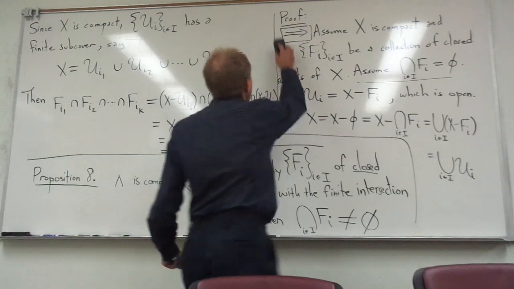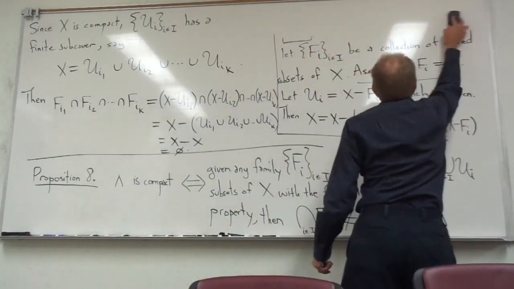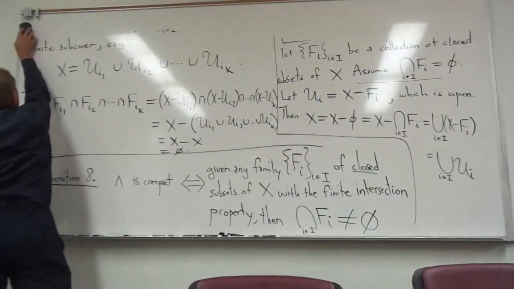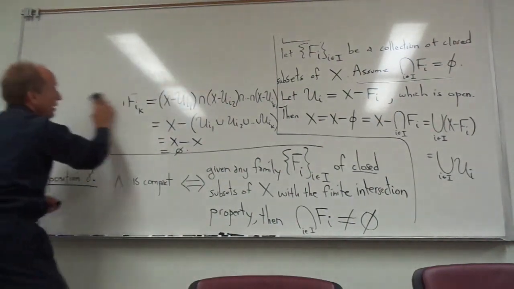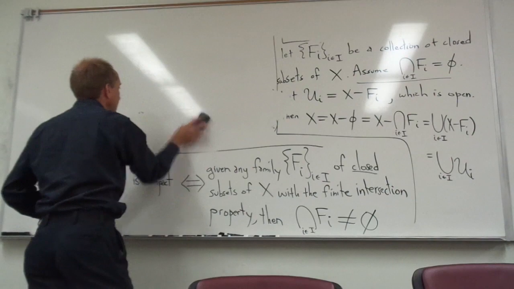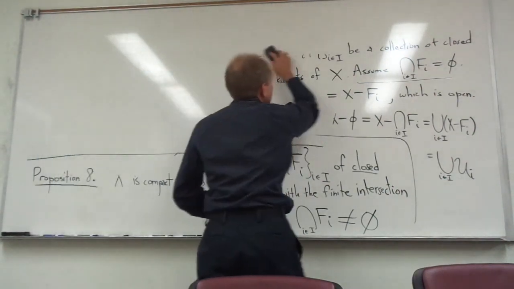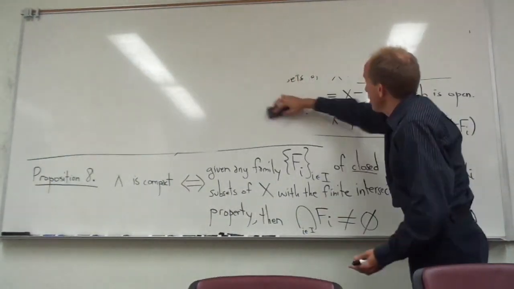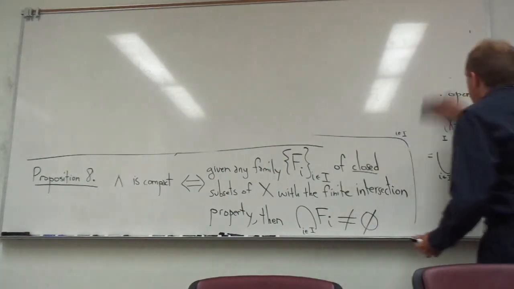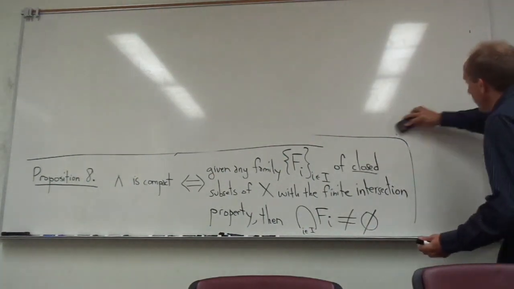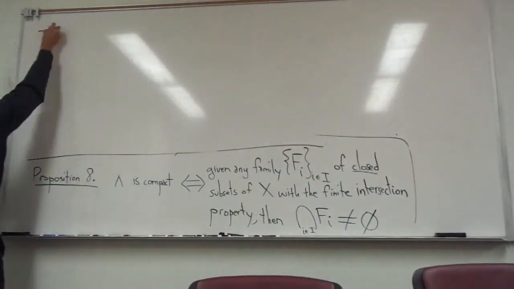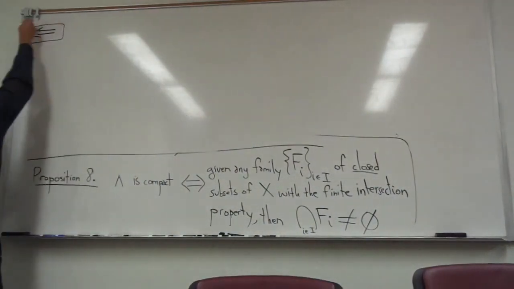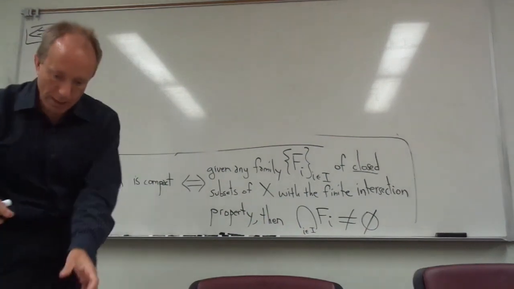All right, I'm going to go ahead and erase. Actually, I'm just going to erase everything except the proposition, and we're going to prove the backwards direction. We're going to prove that if the finite intersection property implies that the intersection of all of the sets is non-empty, then, based on that, X is compact. So, the backwards direction now.